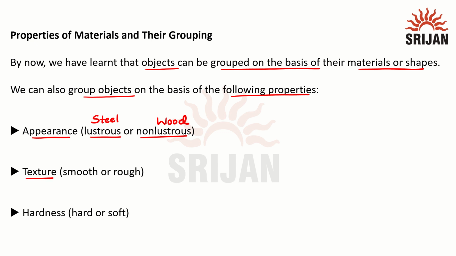Second is texture. Texture can be smooth or rough. Smooth as in to touch, is it very smooth? Does it feel very good? Like if I take silk cloth, that is smooth. But if I take woolen cloth, that's a rough surface. Next we come to hardness. So whether the substance is hard or soft. Wood is hard, whereas cotton is soft.